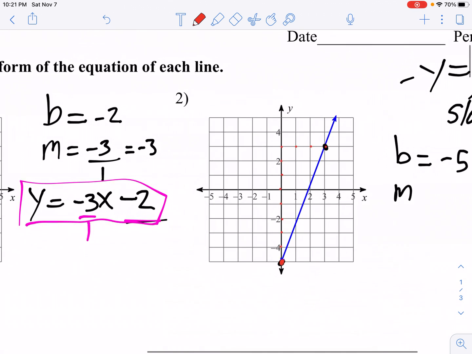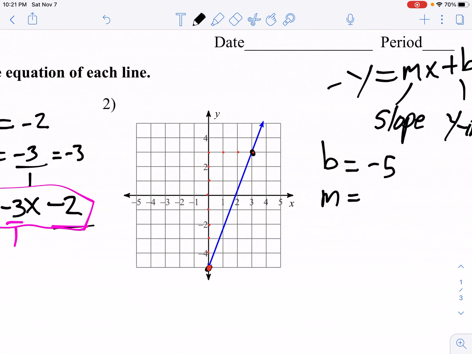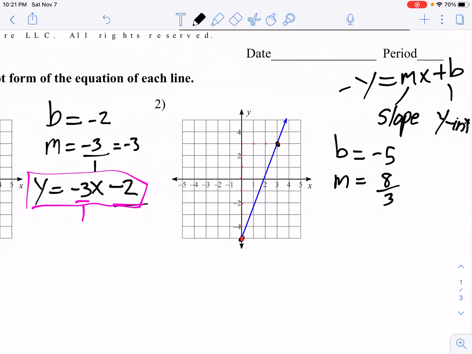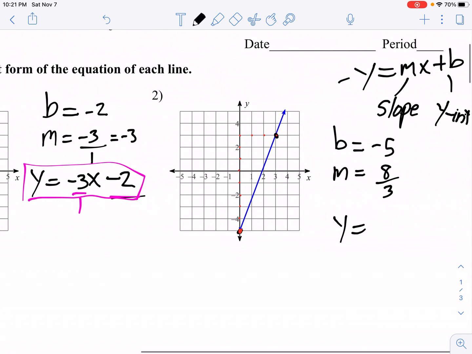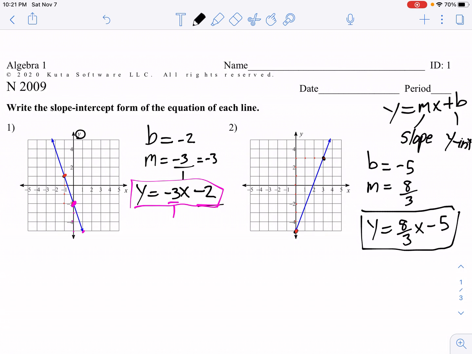So my rise over run, since I'm going up, this is a positive slope. Notice it's a positive slope, so it'd be 8/3, okay? Rise of 8, run of 3. So writing my equation, y equals, and I don't want to confuse you here, it's not a negative, y equals m, 8/3, x plus b. Notice my b is a negative, so we just put -5, okay? So writing my equation here, we would get y equals 8/3 x minus 5, okay?